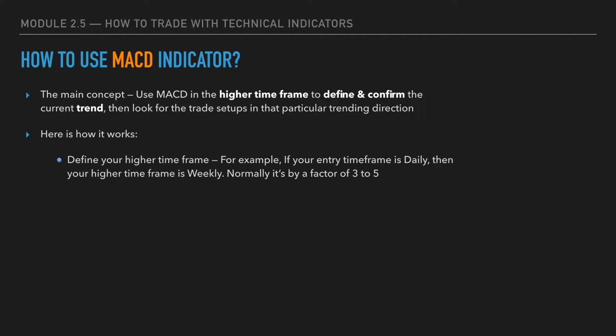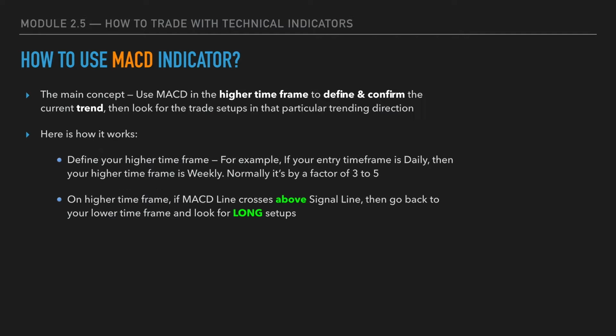Here's how it works. First, define your higher time frame. For example, if your entry time frame is daily, then your higher time frame should be weekly. Normally, it's a factor of 3 to 5. On the higher time frame, if the MACD line crosses above the signal line, it means the market has a short-term uptrend with bullish momentum. Then go back to your lower time frame and look for long trade setups.